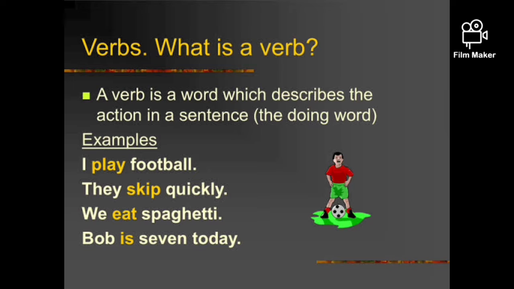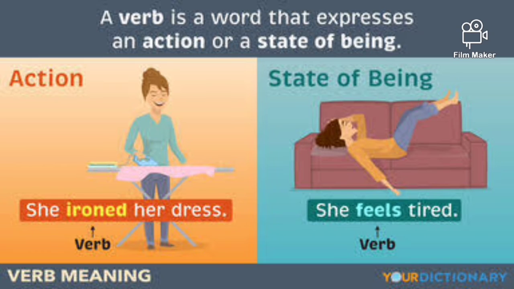We eat sangati, Bob is 7 today. You might have seen the last sentence, Bob is 7 today. That is not an action word, but it is a state of being. So a verb is a word which describes an action or a state of being. Either it can tell the state of its being or it can describe the action which is going on. A verb is a word that expresses an action or a state of being.